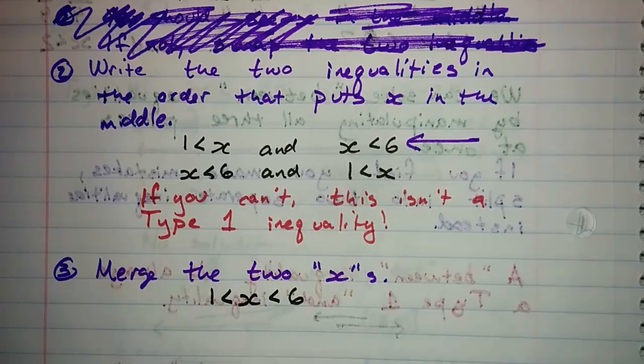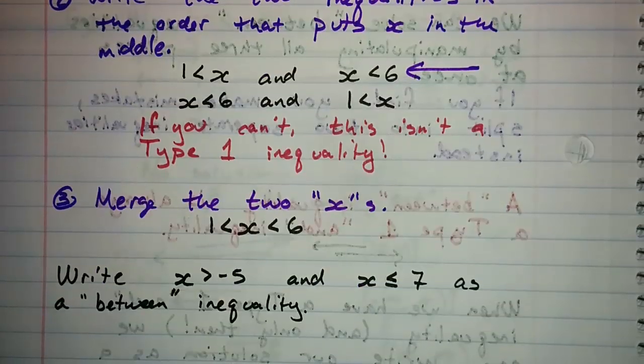So just to practice this, I'm going to have you write the compound inequality x is greater than -5 and x is less than or equal to 7 as a between inequality. Pause the video and try this now.